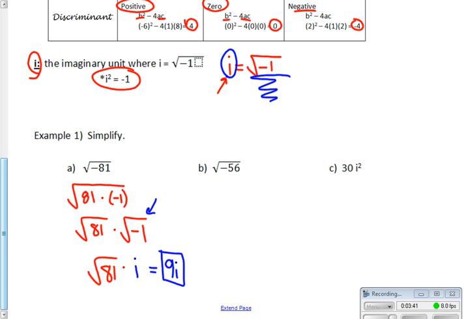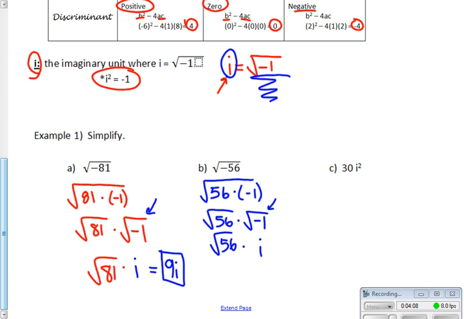Look over in B. Same scenario as in A. I'm going to break it down. We have 56 times -1, which is the square root of 56 times the square root of -1. The square root of -1 is i, times the square root of 56. We're just going to leave it as the square root of 56, because that's exact. If you figured out the square root of 56, you would get a decimal, and we're not going to deal with the decimal right now.